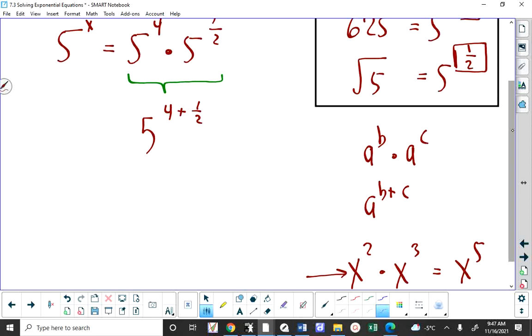So now we have 5 to the x equals 5 to the 4 plus a half, which means x equals 4 plus a half, which is 4.5 or 9/2. Any questions with that example?